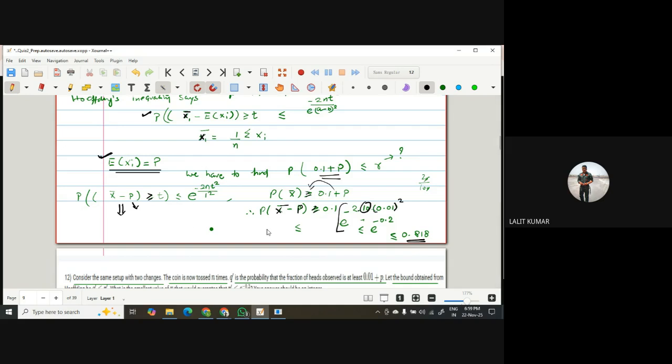So while solving these questions, maybe in a quiz they might ask directly to use Hoeffding's or Chebyshev's. But remember, Markov is a loose bound, Chebyshev is a tighter bound, and for Hoeffding's we need certain conditions. We need a range bound. So if we see those kinds of things, then it can give us a cue what to use.